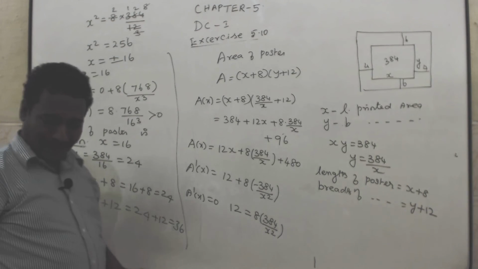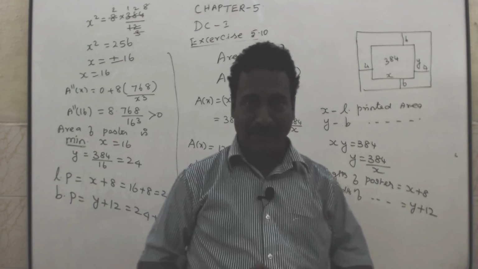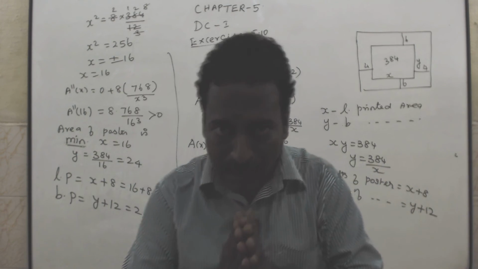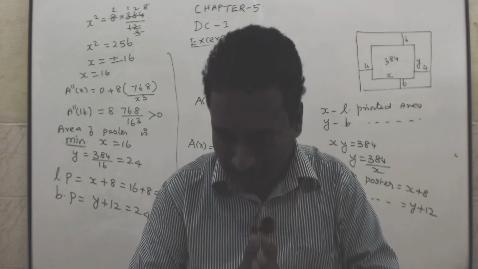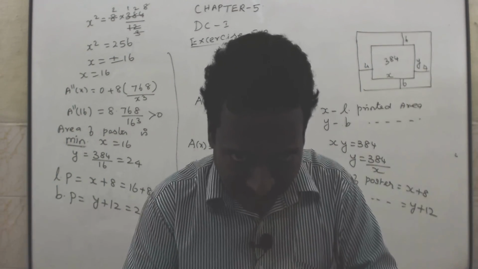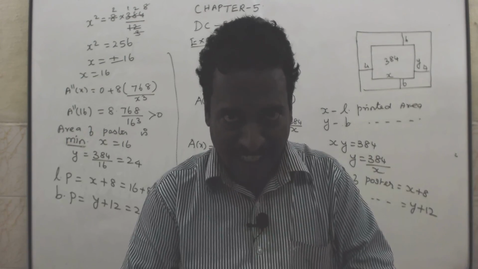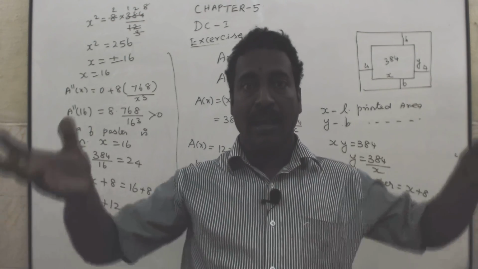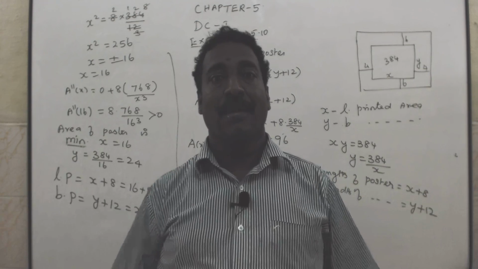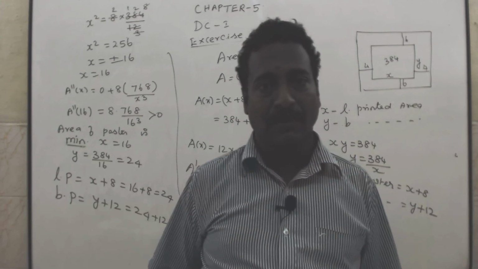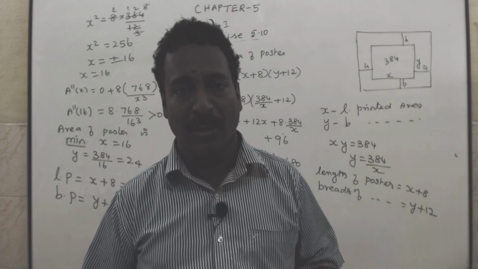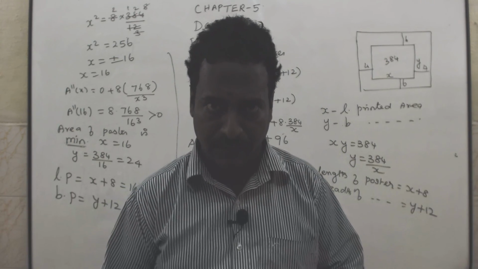So what are we doing in this class? Local maximum and minimum. What is the procedure? Given f of x, f dash of x, f dash of x equal to 0, critical number, f double dash of x, positive means minimum, negative means maximum, then find out the minimum value, maximum value in f of x.